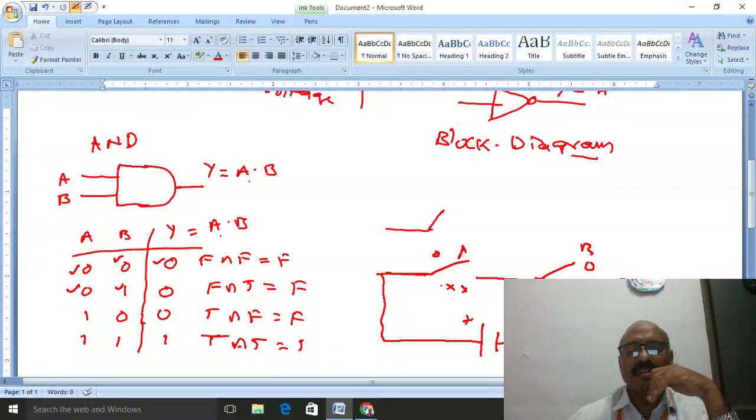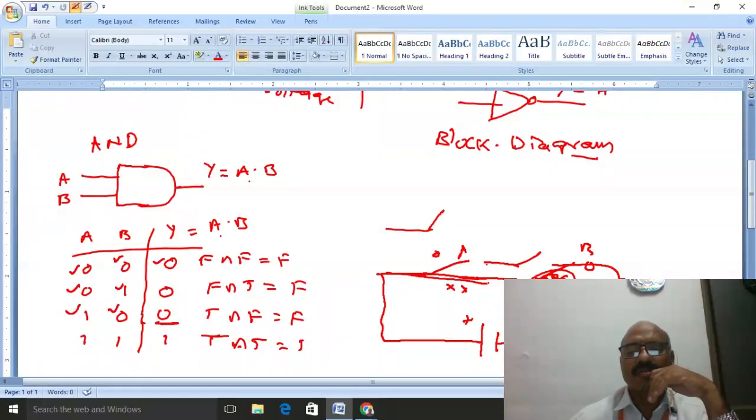Now suppose this time this one is closed, and I am going to write one more time: this is closed, but this is open here. So there is no circuit. So again, this is zero. So 1 and 0, the current does not pass, again 0.